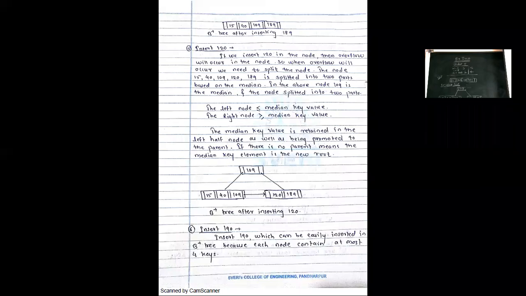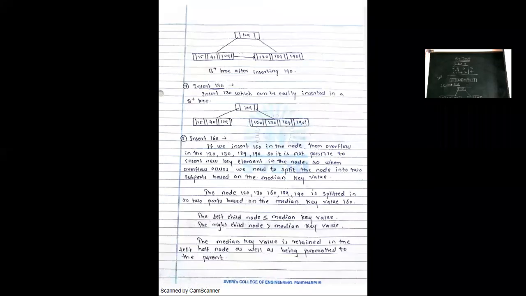Now insert 190. So where to insert 190? After 189. 190. Okay. I can insert it easily. B plus tree after inserting 190. Now next, insert 130. Before 120.